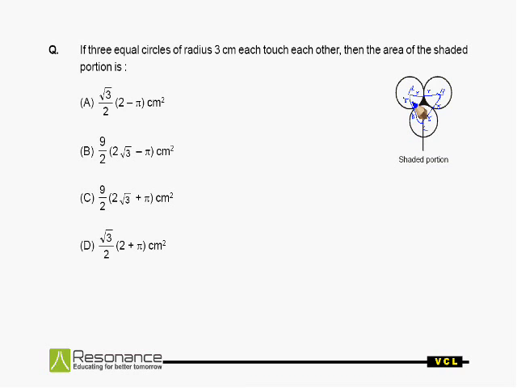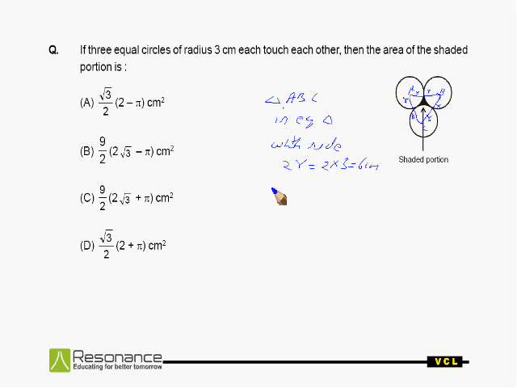So we see that triangle ABC is an equilateral triangle because all the sides are of 2r units, r plus r, that is 2r. AB is 2r units. BC, that is r plus r, again 2r. And the side AC, r plus r, again 2r. So triangle ABC is an equilateral triangle with side 2r, that is 2 into 3, that is 6 cm.